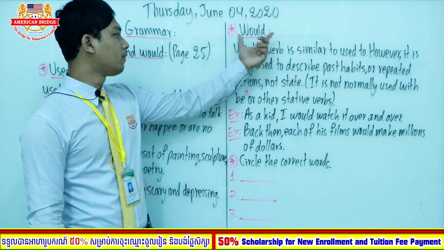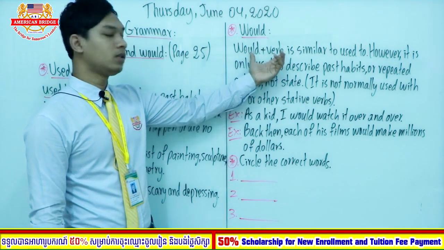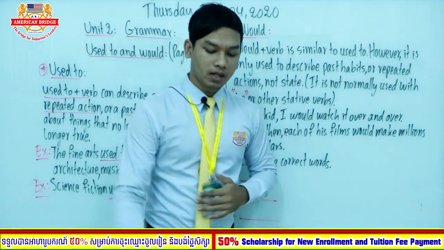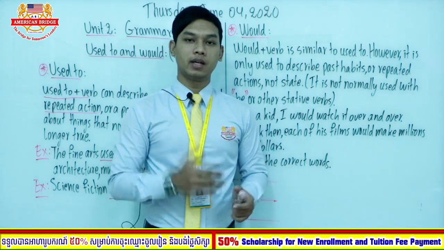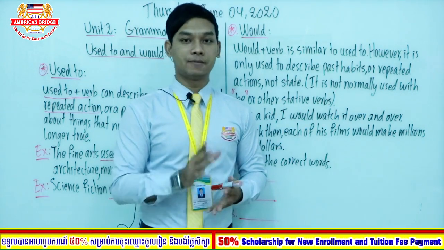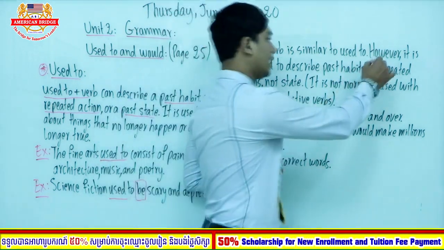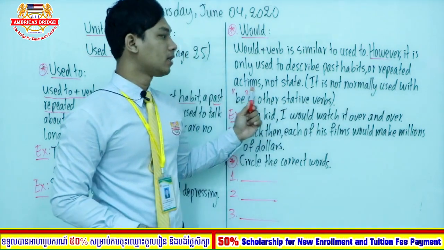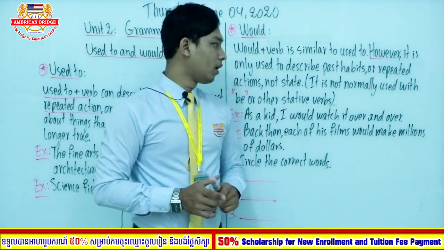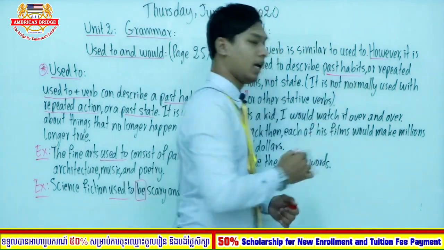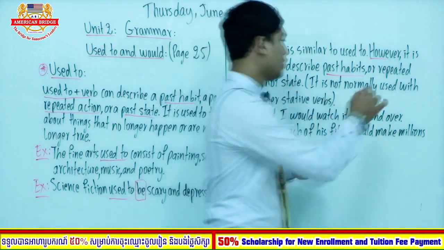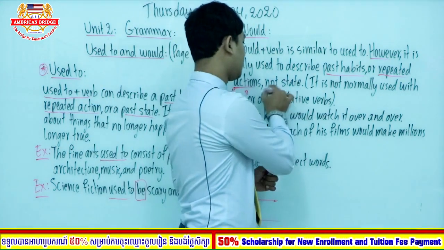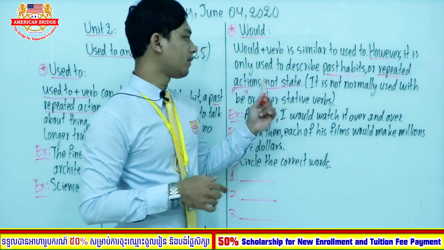So for "would", everyone, we can say "would" plus verb is similar to "used to", as I told you. "Used to" and "would" are quite similar, but they also have a difference. We say however, so look at "however" here. However, it is only used to describe past habits or repeated actions, not past states. So for "would", you can use it with a past habit. It is similar to "used to". You can use it with a repeated action. It is also similar to "used to", but you cannot use it with a stative verb.